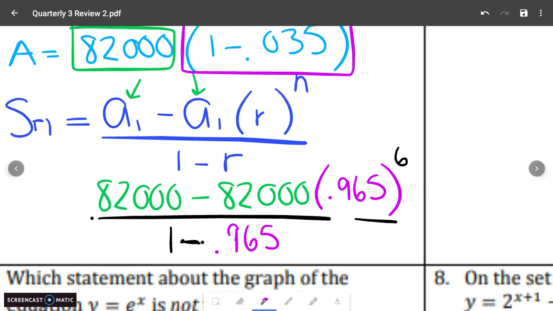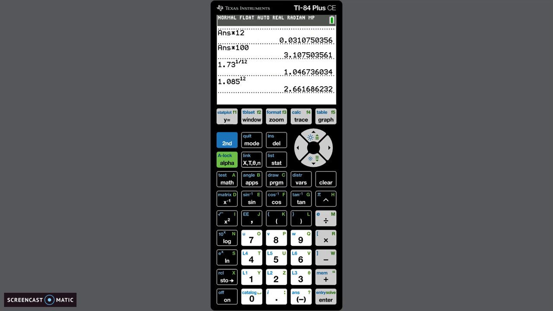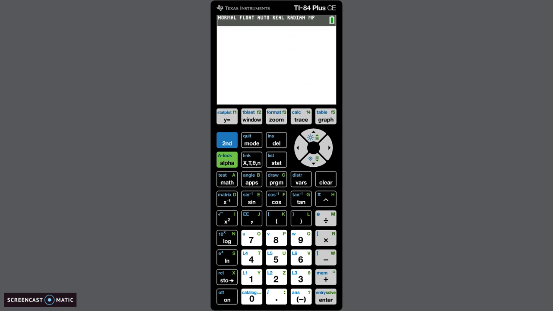And at this point, I'm going to let the calculator do all the work for me here. So remember, I would do my alpha y equals 82,000 minus 82,000 times 0.965 raised to the 6th, over 1 minus 0.965, and that would be the total.